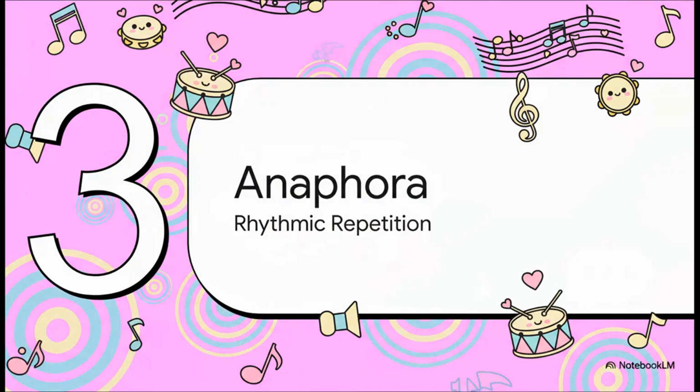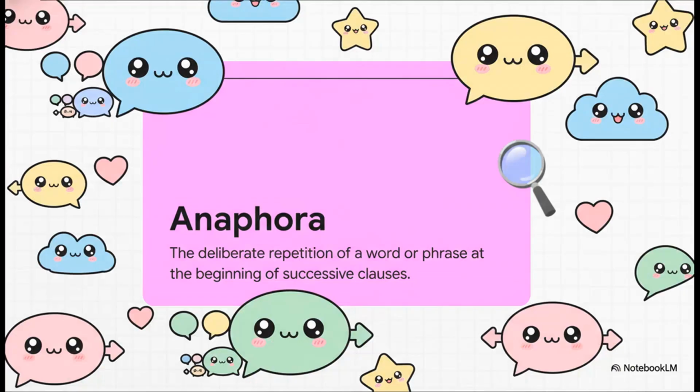Okay, let's move on to our third and final tool for today. This one is all about sound, all about rhythm. It's called anaphora. So anaphora is all about repetition, but it's very specific. It's repeating a word or a phrase at the beginning of a series of sentences or clauses.